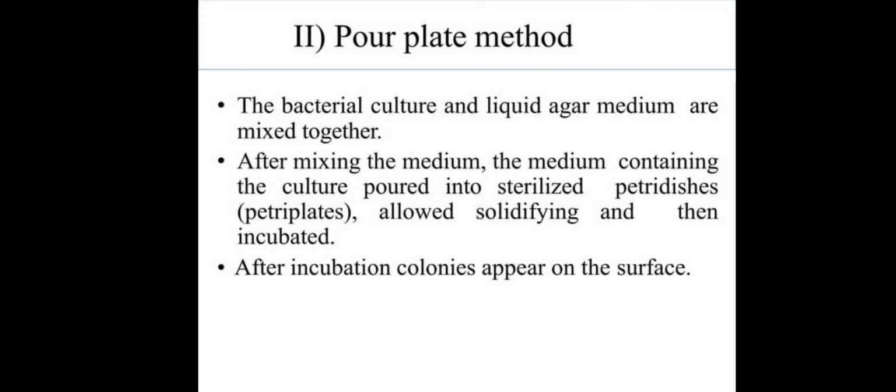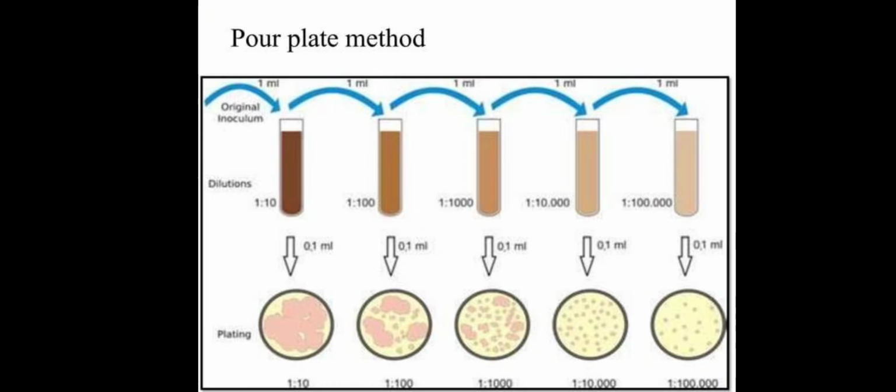Pour plate method. The bacterial culture and liquid agar medium are mixed together. After mixing, the medium containing the culture is poured into sterilized petri dishes, allowed to solidify and then incubated. After incubation, colonies appear on the surface. In the pour plate method, 1 ml of the original sample is taken and serial dilutions are made: 1:10, 1:100, 1:1000, 1:10,000, 1:100,000, and 0.1 ml is plated. This is the pour plate method.